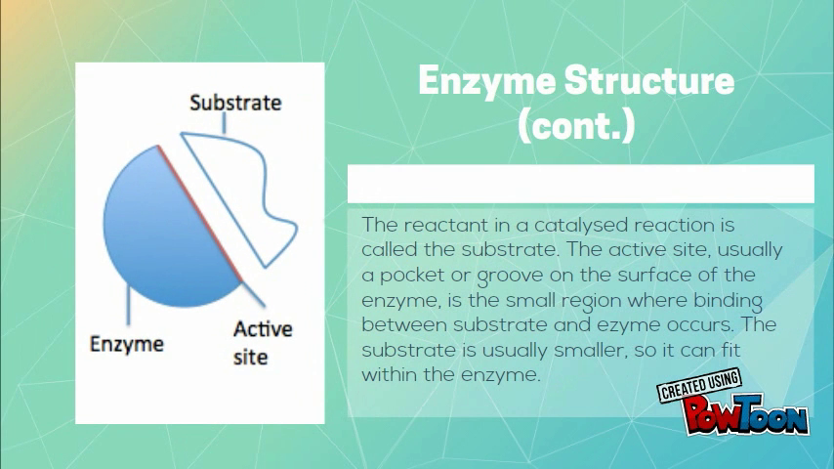The picture on the left shows the basic structure of an enzyme. The reactant in a catalyzed reaction is called a substrate. The active site, usually a pocket or a groove on the surface of the enzyme, is a small region where binding between substrate and enzyme occurs. The substrate is usually smaller so it can fit within the enzyme.